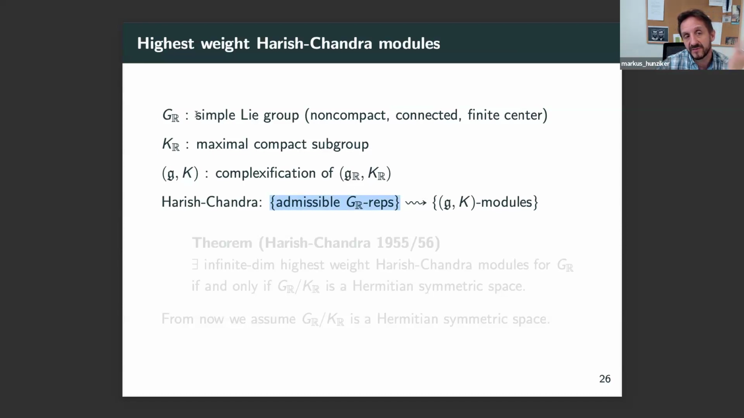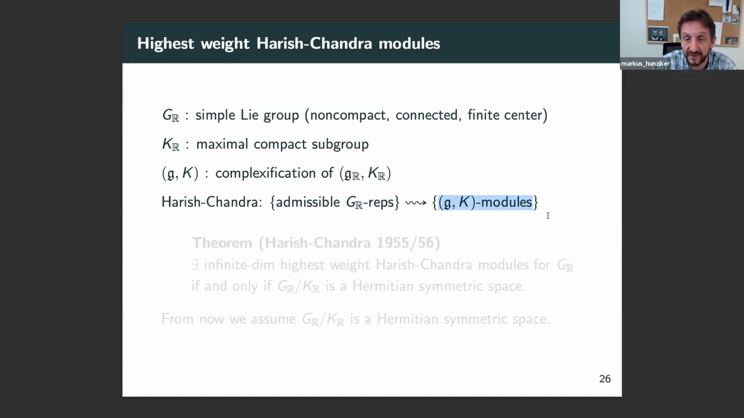By the way, here I assume GR is simple, non-compact, connected, and finite center, which will make it real reductive. And KR is a maximal compact subgroup. So the G is the complexified Lie algebra. The K is the complexified group, which is a complex reductive group. So this functor is given by going to the so-called K finite vectors in a representation, and these corresponding Harish-Chandra models can be studied by more algebraic methods.